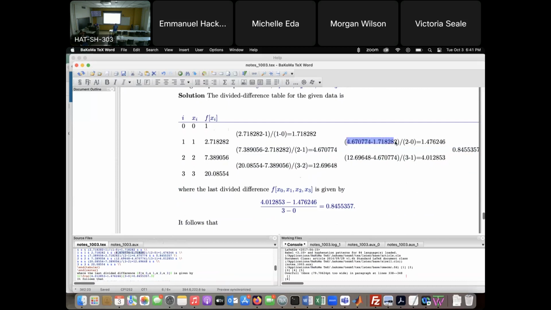Considering this divided difference comes from these two that involve points 0, 1, and 2, what we subtract are the extremal ones, the last minus the first of the ones that were involved. Yes, so first and last. Okay, that makes sense.